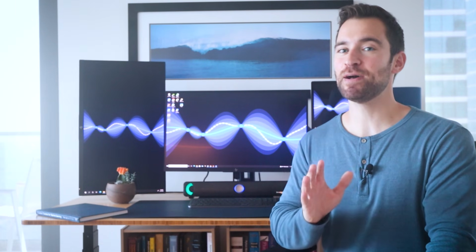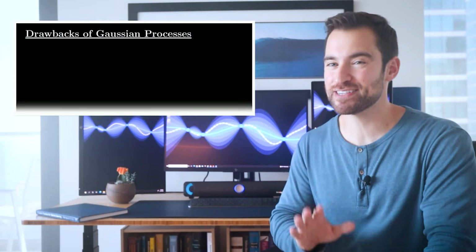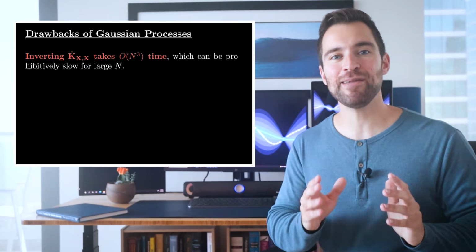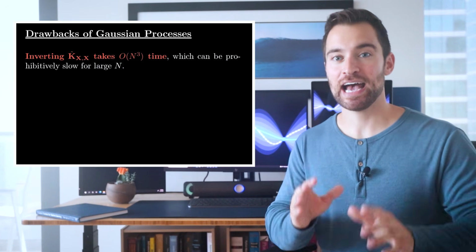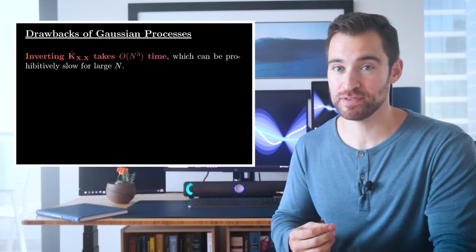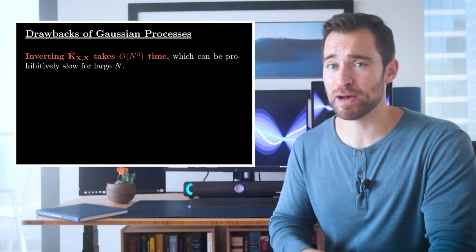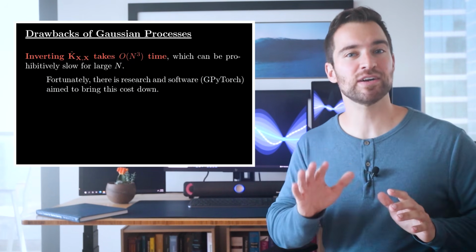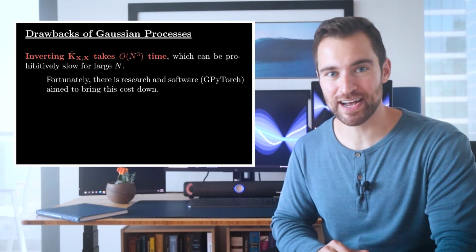Okay, by this point, I've sold GPs pretty hard. It's about time I reveal some of their drawbacks just to be balanced. First, calculating the posterior involves inverting the n by n kernel matrix, an operation that scales like n cubed. In other words, it scales like a mom and pop shop. Fortunately, there is a lot of research and software designed to bring that cost way down.